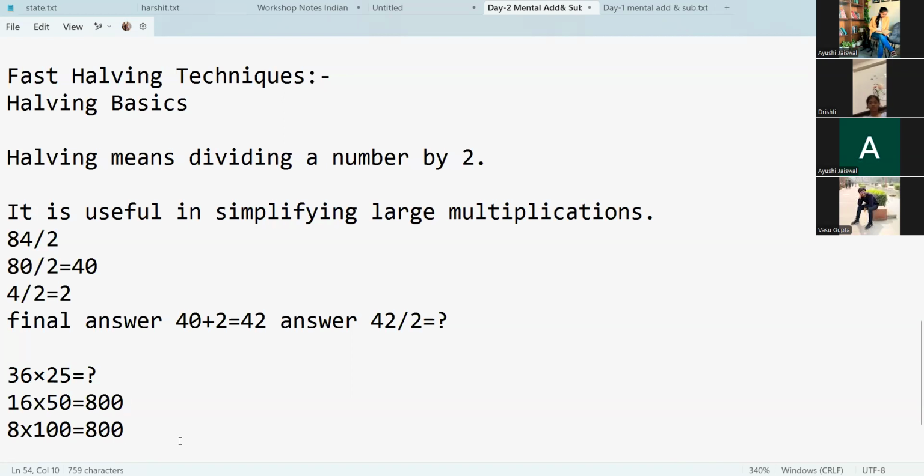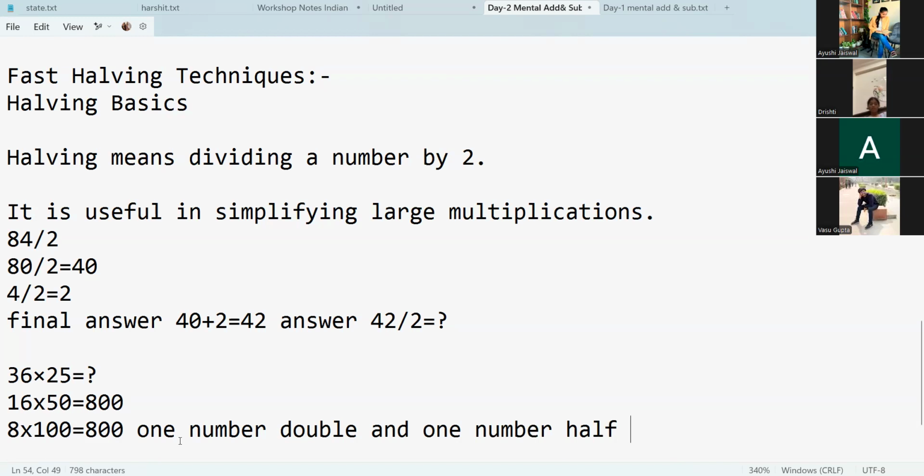Yes, sir. In this rule, one number is doubled and one number is halved. Okay? And the doubled one is always an odd number, and the halved one is an even number.